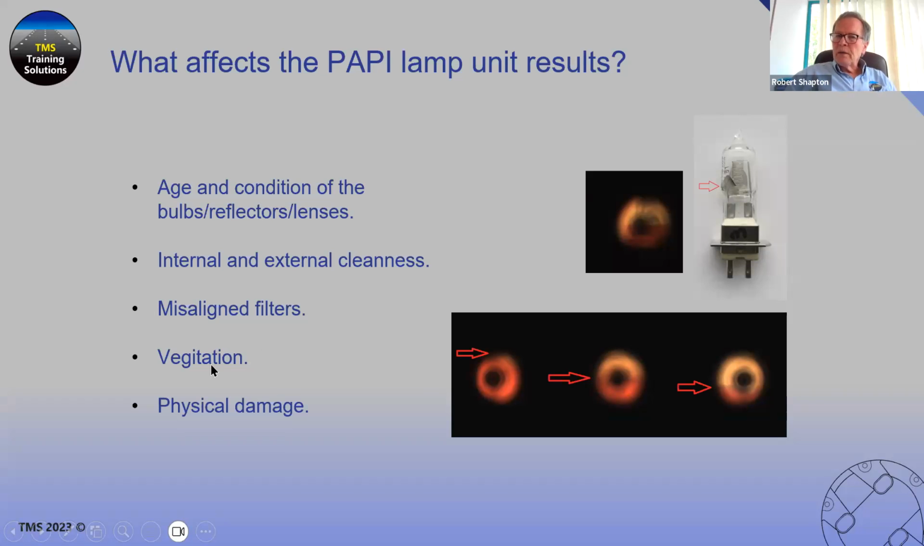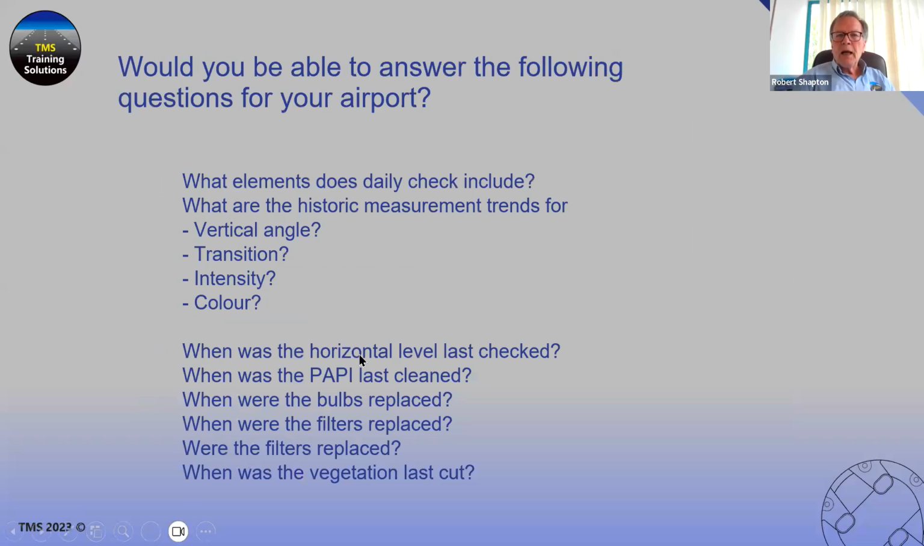Vegetation. All too often, you'll see grass or plants growing in front of the PAPIs, partially obscuring the PAPI unit. And then physical damage to those PAPIs caused by a variety of implements. It could be snow being thrown out from snow removal equipment, or grass mowers coming too close to the PAPIs.